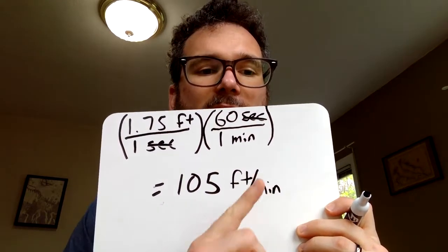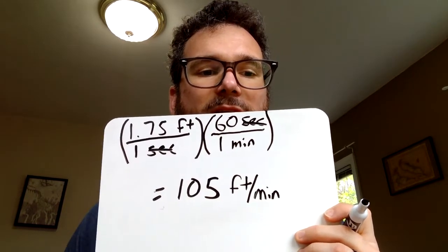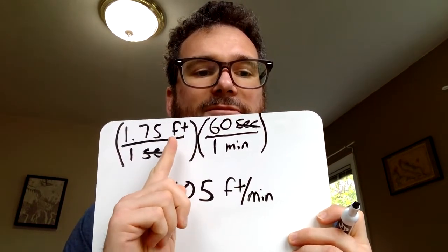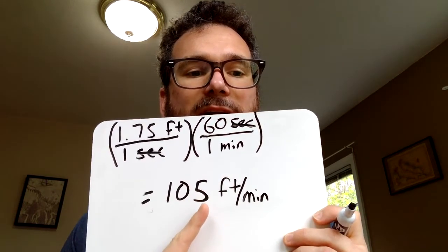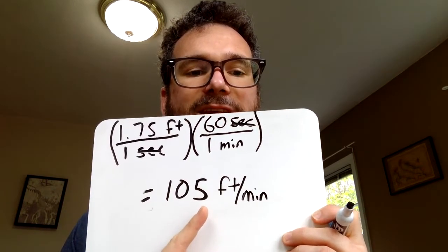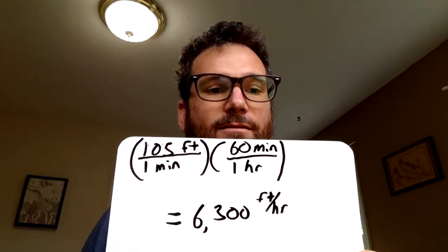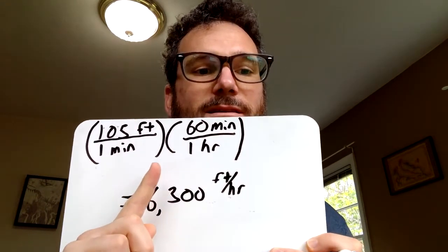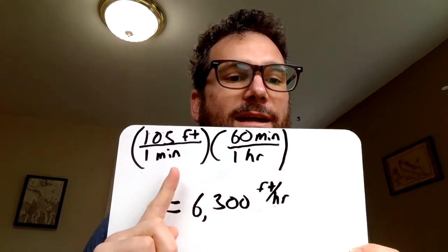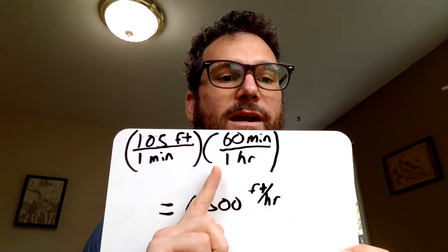So notice how I crossed off seconds here in the denominator and seconds here in the numerator, leaving us with the only label of feet in the numerator here and minutes in the denominator down here, giving us our answer in 105 feet per minute. So I'm going to use that last answer, 105 feet per minute, but now I need to take that times the ratio of 60 minutes in 1 hour.